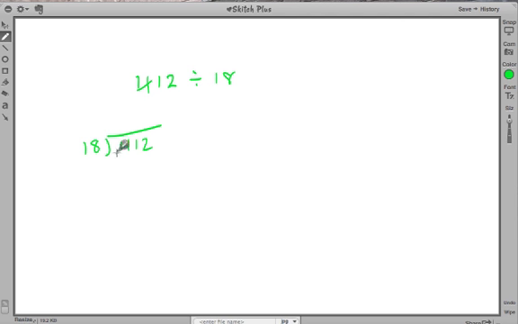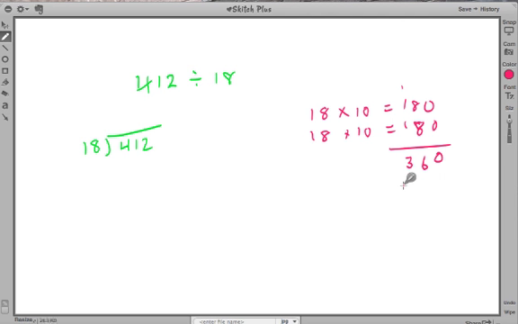So we're going to use the divisor over here, the 18, and we're going to start making things happen. Again, it's nice to use 10. 18 times 10 is 180. If I do another 18 times 10, I get another 180, and I want to add those together. 0 plus 0, 8 plus 8 is 16. Carry the 1 and then add it in, we get 360.